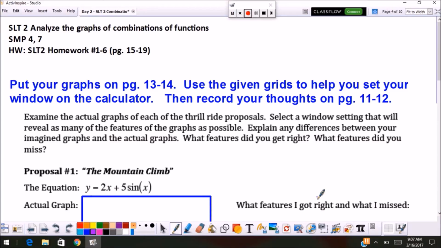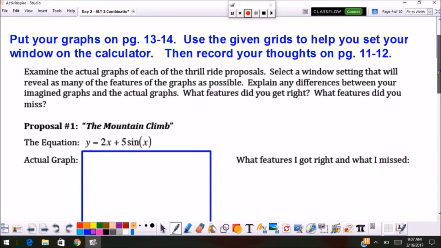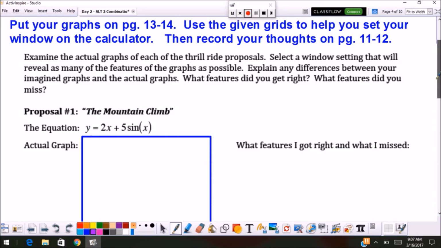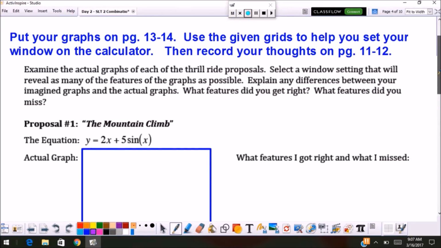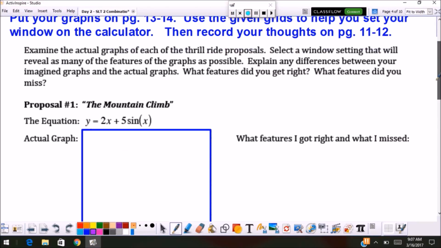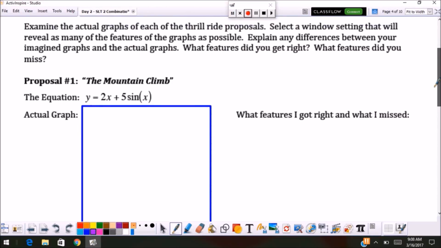If you look on pages 13 and 14, you can see you've got an X minimum and an X maximum. That first one starts at 0, and I believe it goes up to 20 on the X, but it goes up to 40 on the Y. So hit window, and change your window so it matches the window on page 13. Make sure you are in radian mode. Again, you're going to draw your graphs on 13 and 14, and then record your thoughts on pages 10 and 11.